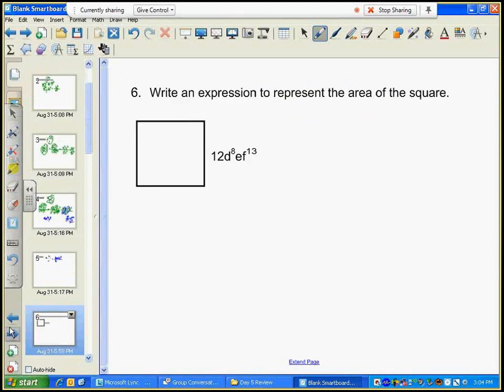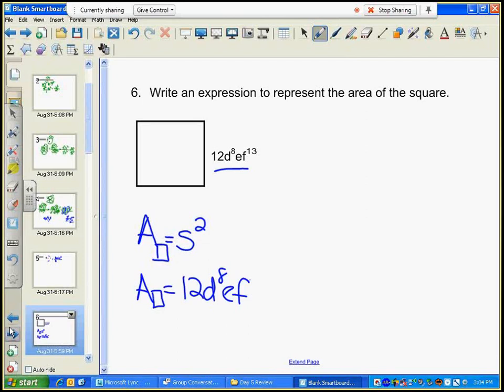I need to write an expression to represent the area of the square. I know that my area for a square is my side length squared. I see my side length right here, so this should be pretty easy. My area for a square is 12d to the 8th e f to the 13th, and I'm just going to square the whole thing. If I had asked you to simplify it completely, which I think we'll do, actually.